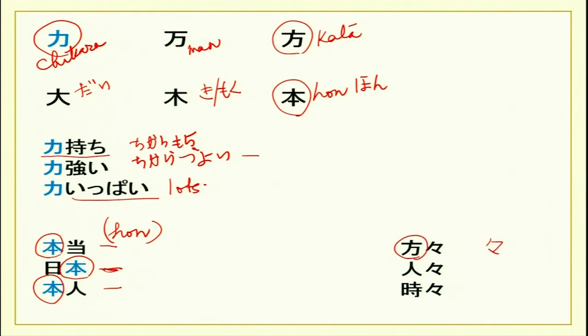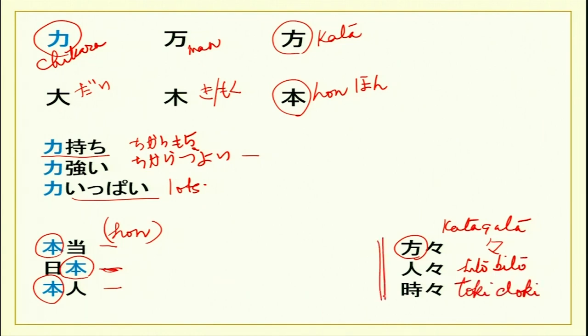You have done the words now. See, kata gata, or hito bito, or toki doki. I'm just giving you these characters because you have done the words, but you may not know how to write it. Anytime you see it written, you know how it is to be read. I hope this much is clear and you'll be able to make all of this.